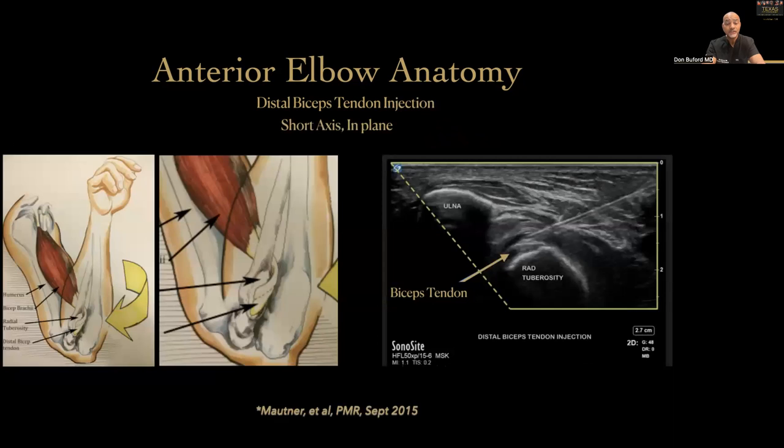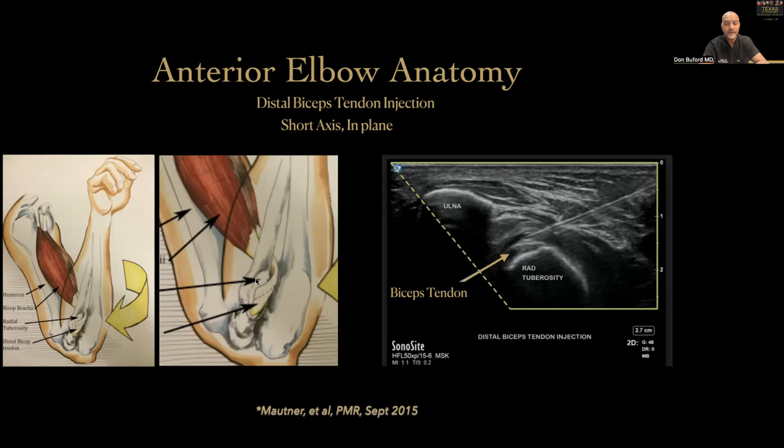Now, to do injections for the biceps, we use this. Let me turn sideways. We use this type of orientation of the elbow. So the elbow is flexed and the wrist is pronated. And when you do that, if you look at these images on the left, you can see what that does to the insertion. It brings the insertion into a plane that is very safe to inject.